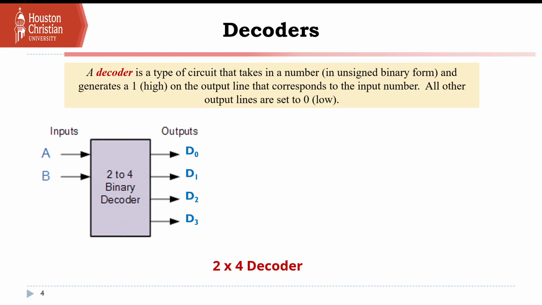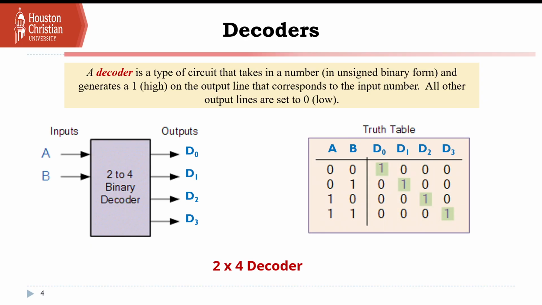Now let's do the truth table for that. When A and B are 0, 0, you get 1 for D0 and everything else is 0. When it's 0, 1, you get 0, 1, 0, 0. When it's 1, 0, you get 0, 0, 1, 0, and when they're both 1, you get 0, 0, 0, 1. As you can see, looking from D0 to D3, the ones fall along the diagonal line.